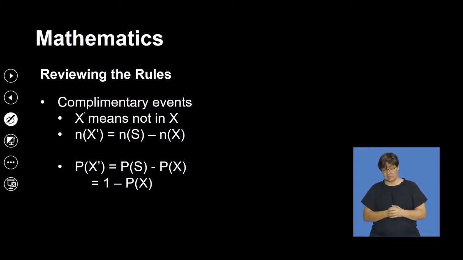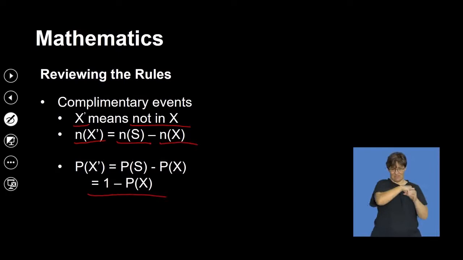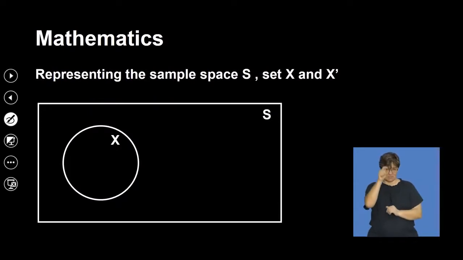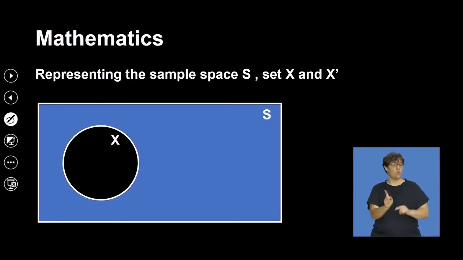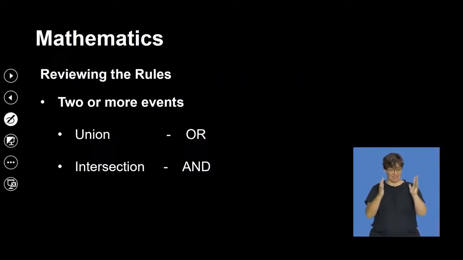We recognize that the word complement, with its symbol, means not part of X. So the number in the complement is the number in the sample space minus those in X, and the probability of the complement is 1 minus the probability of X. We can show this in terms of the Venn diagram, with the blue area representing the complement of X.